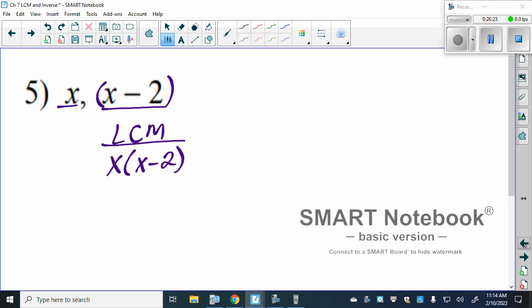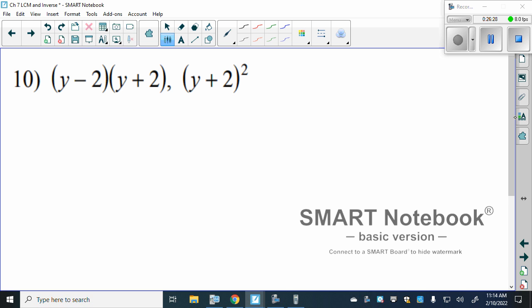So any other questions on this here before we look at the next one? Let's look at this one here. Now in the first expression we have y minus 2 and y plus 2. In the second expression we have y plus 2 squared. Well, really, what is this telling me? That I have 2 times y plus 2. Because whenever we square, we're saying that we have it times itself. So the y plus 2 is being multiplied by itself.